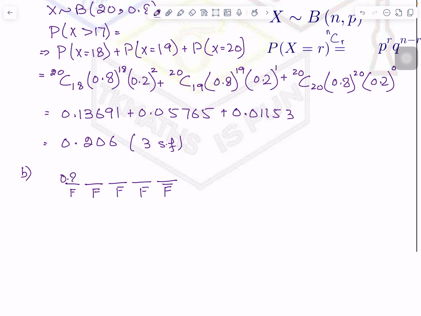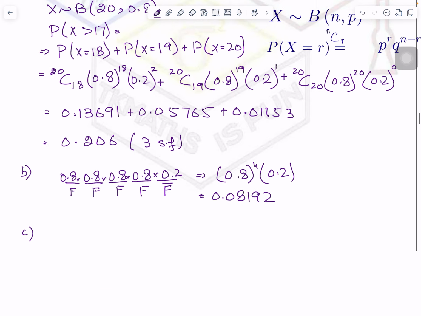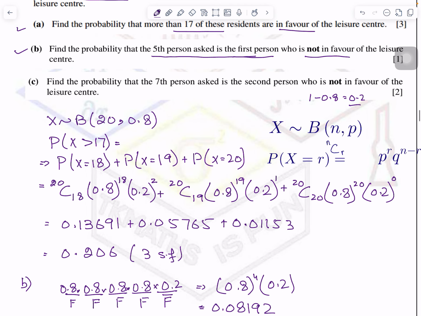So what does this mean? If they are in favor, then the probability is 0.8, and the one who is not in favor is 0.2. So finally what did you get? 0.8 power 4 times 0.2, right? So you can write down the answer, 0.08192. After binomial distribution, I will make a complete explanation on geometric distribution also. So I think in 2 days it will be completed, after the next 2 days.